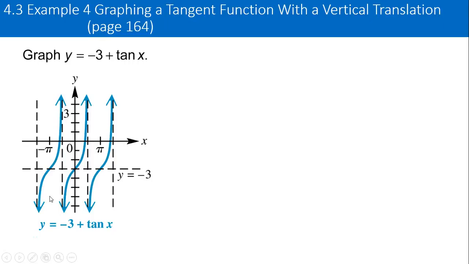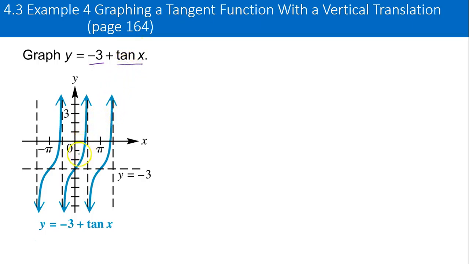This example here, I just wanted to briefly discuss. You're going to graph a tangent function that has a vertical shift on it. That's what this -3 is on your function, a vertical shift. And this is just a regular tangent function. There's no change in the period, and there's no phase shift on it. It's just tangent of x.